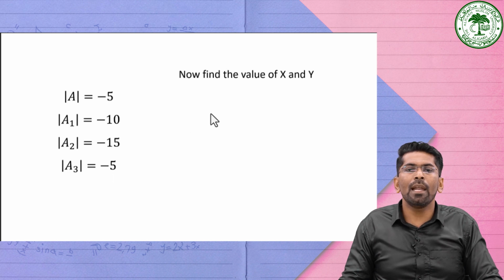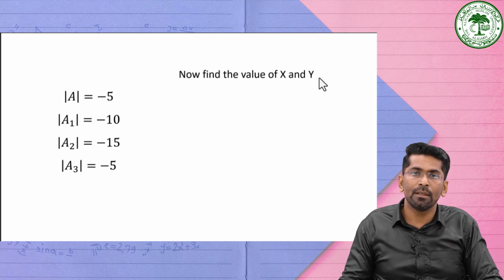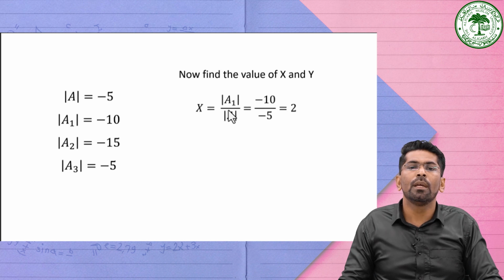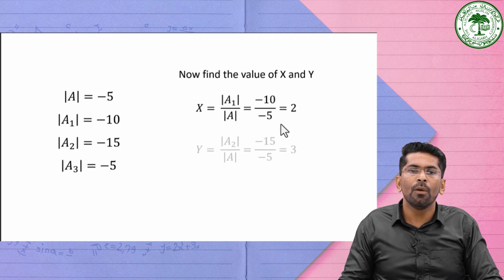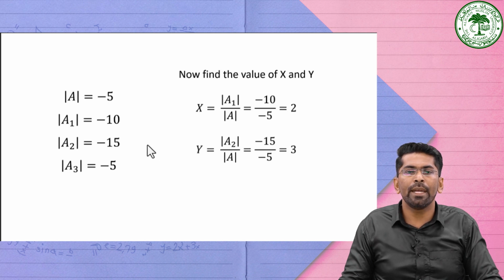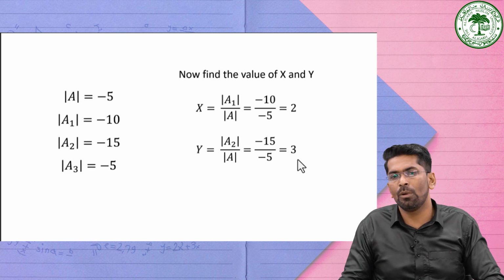So here the value of x, y and z: x is equal to determinant of A1 divided by determinant of A, which is equal to minus 10 divided by minus 5 which is equal to 2. Y is equal to determinant of A2 divided by determinant of A which is minus 15 divided by minus 5 which is equal to 3.